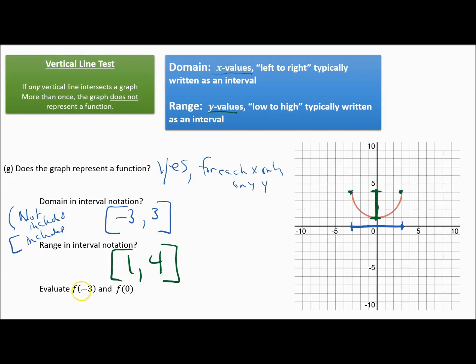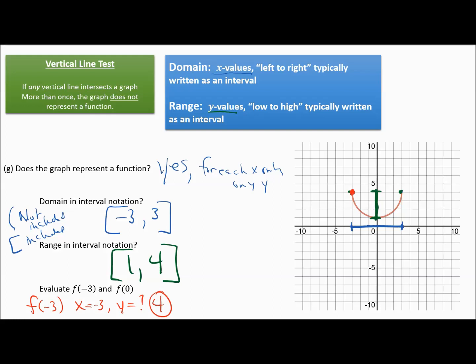Remember, on the first question, f of negative 3, what f of negative 3 means is when x is negative 3, what is y? That's really what that's asking. So first of all, I go over to x is negative 3. I go meet the graph to get the y value, and you see that's 4. So when x is negative 3, y is 4. So the answer to that, f of negative 3, is 4.